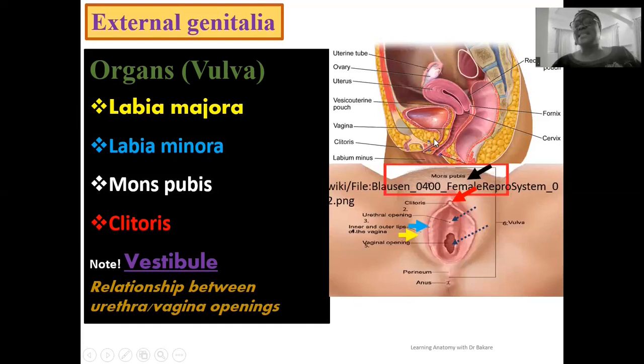So you can see that this alignment is exactly as what is presented here in this image. So you also have the urethral opening up, which is in the anterior part, and behind, in the posterior part, you have the vaginal opening.